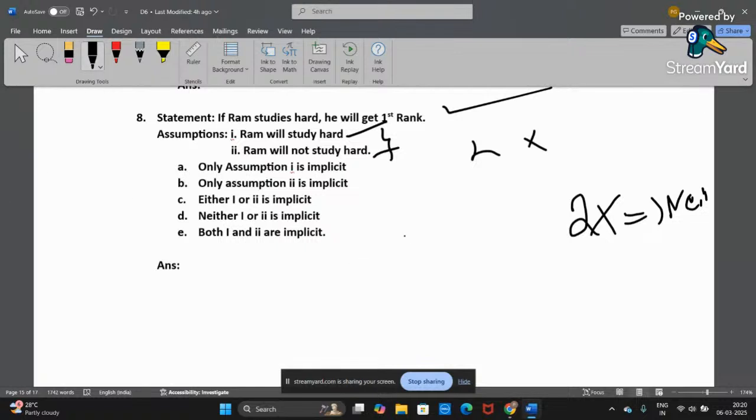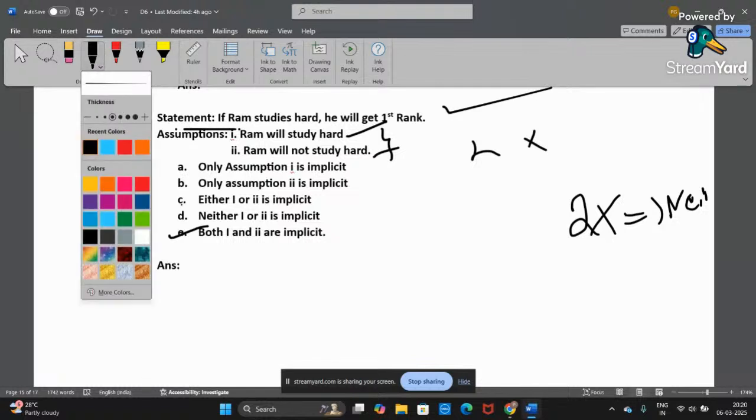In this, what is the answer? What is the eighth answer in this? Both the conditions satisfy, because if you work hard, you may get first rank, or if not, you do not get first rank. So both conditions are satisfying based on the statement. So your answer will be both 1 and 2 are implicit. Both are correct, right? If you work hard, you will get first rank. If not, you won't get the first rank. So both assumptions are satisfying the statement.